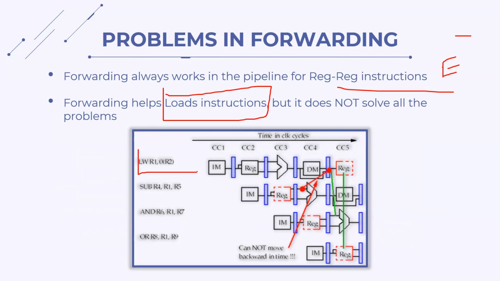If you see this example, this is the load statement. Here, the value will be available after the memory access stage. But in the subtract statement, the value will be needed here, and we can't give it directly backward like that. But if you consider this AND statement, the value is needed here, so we can give it using forwarding. We can't give it here, but we are able to give it here. So in this subtract statement, what we have to do is stall, that means we have to stop the execution of the subtract statement.